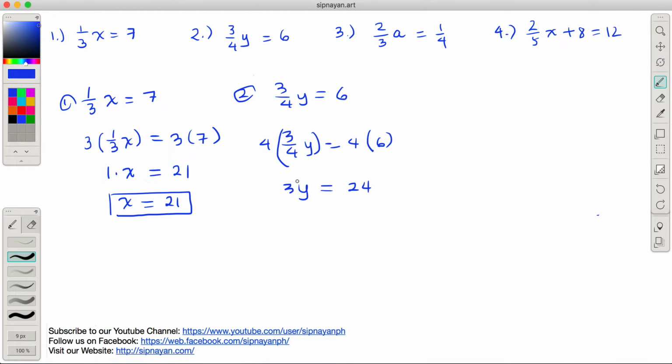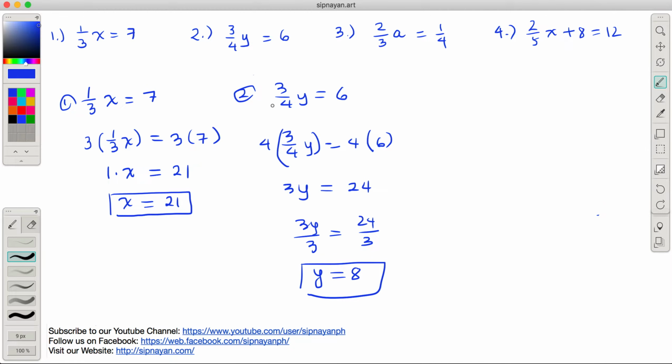So, para matanggal yung 3 dito, y na lang matitira. So, 3y over 3 is equal to 24 over 3. Which means that y is equal to 8. So, 3 divided by 3 is 1. 1 times y is just y. Merong shortcut to, no? Para maging matanggal kagad itong fraction na to.